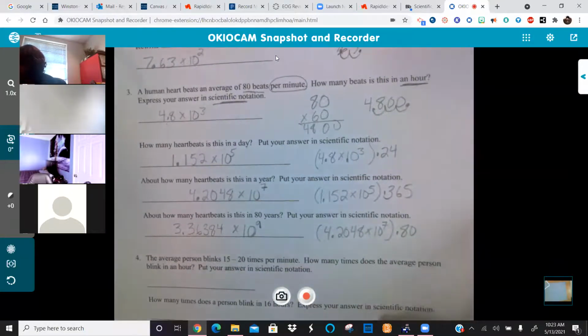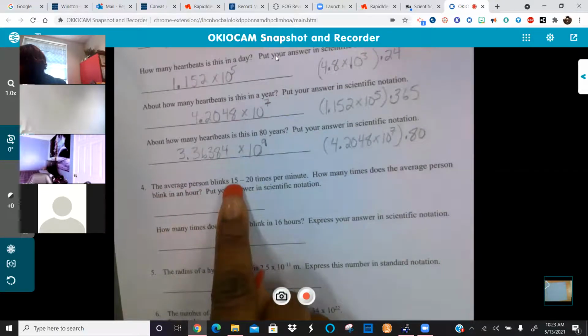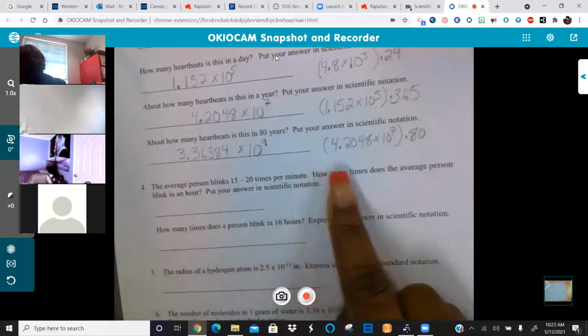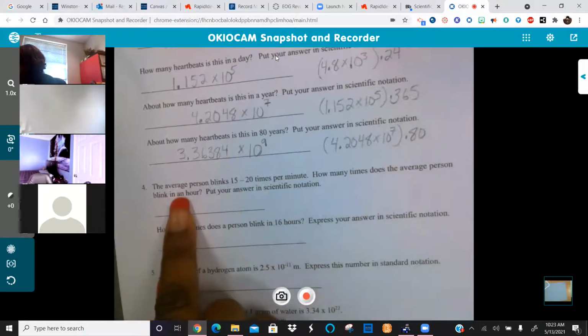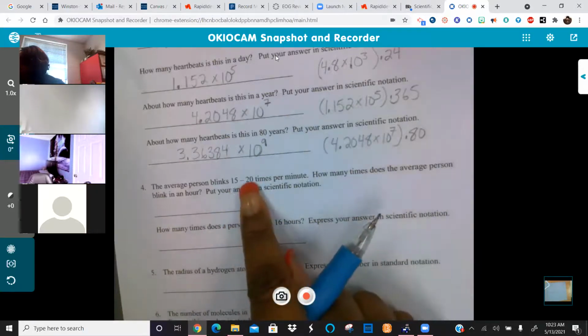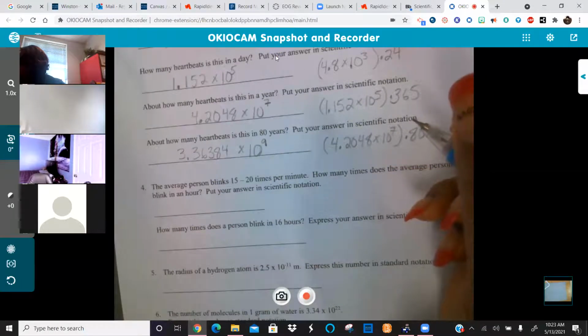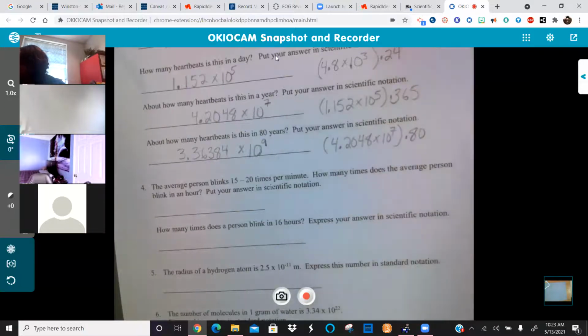All right, so let's look at this. It says number 4, the average person blinks 15 to 20 times per minute. How many times does the average person blink in an hour? So what do we do to put the answer in scientific notation? We're going to multiply times 60. So the average person blinks 15 to 20 times per hour. So let's do both of them, because they want it in scientific notation, so I'm going to use that.